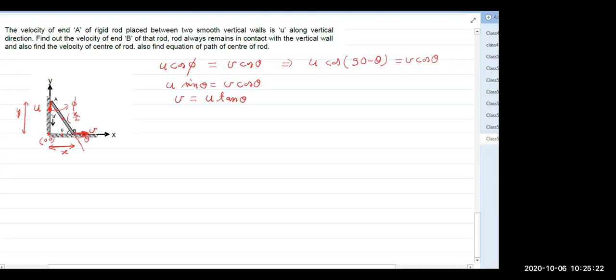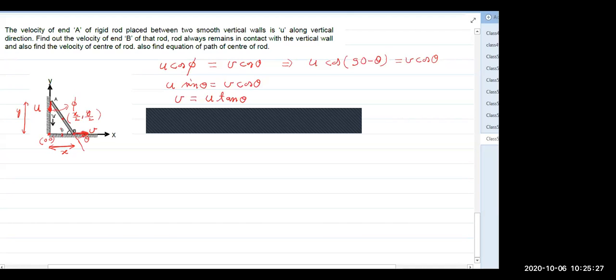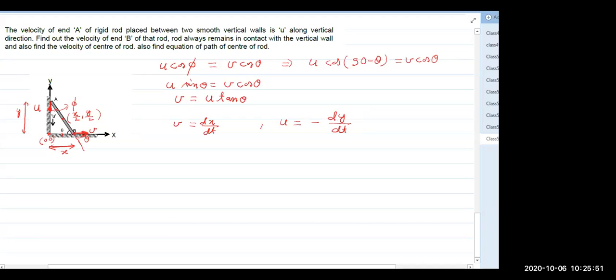The distance is y, so half of this is y by 2. So we can write x by 2 comma y by 2. We have to find the speed. dy by dt is minus u, because u is taken in the downward direction and y is taken on the plus side, so that's why we have written minus.